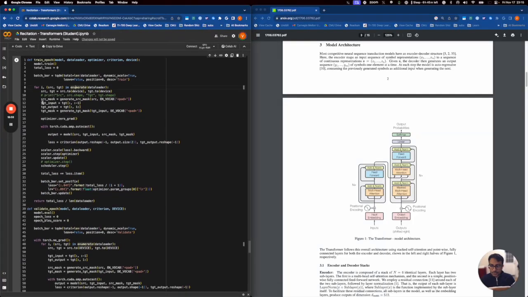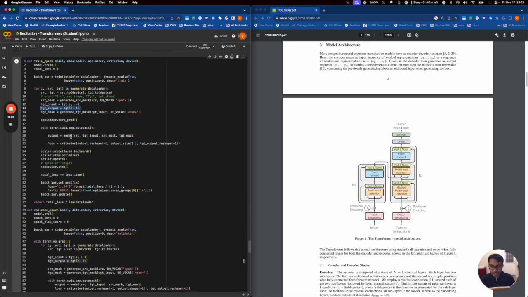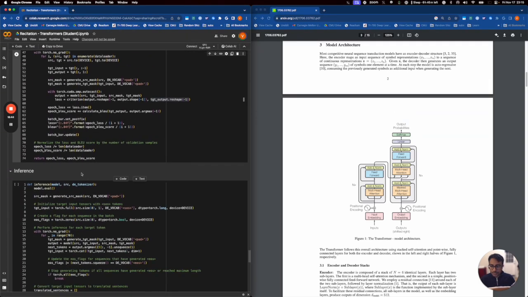So you have a target input and a target output. As you see here, the target input is basically everything up to the last token, and the target output is the next token after that. That's what you want to predict. So you have a target mask, and it has to be able to predict what that next token is, right? What that output should be. That's your label. So you provide the source and target input, and based on that, you calculate the loss between the output of the model for that next token and the actual target output itself. The validation is pretty much the same.